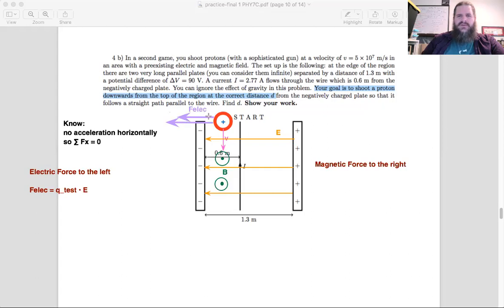No, we don't want these forces to combine and make a strong force. That's going to make the object curve off in one direction. So we're going to have to do things a little differently.